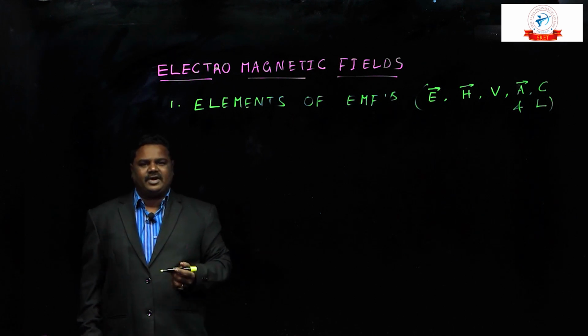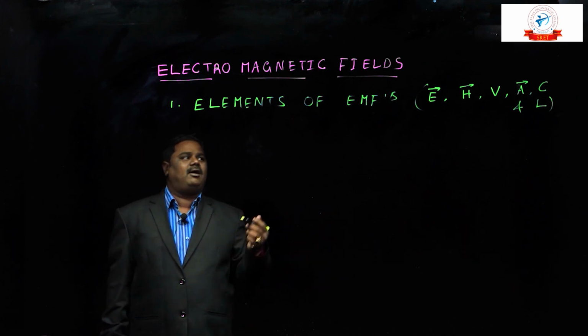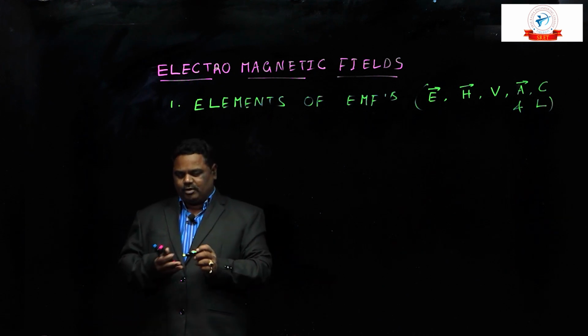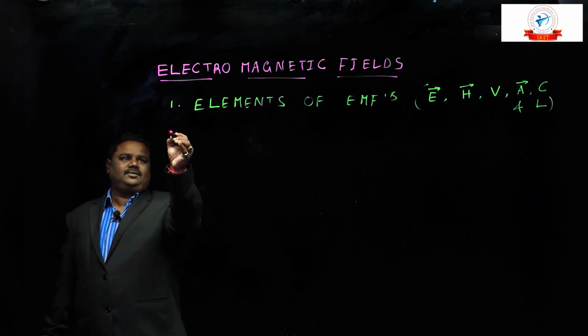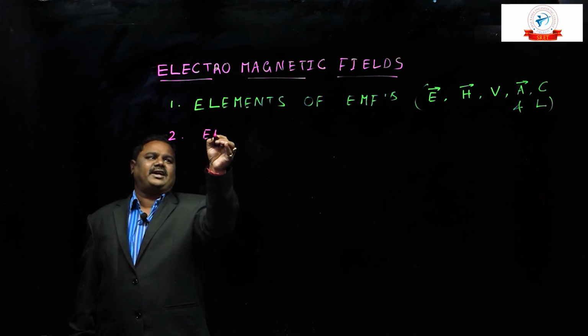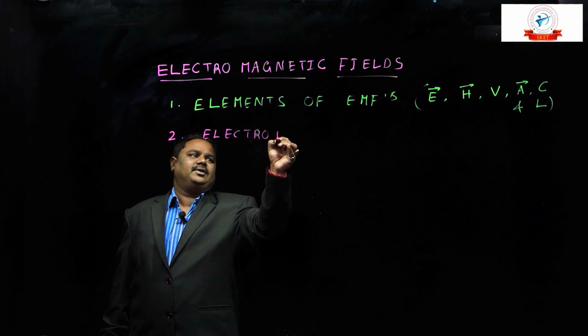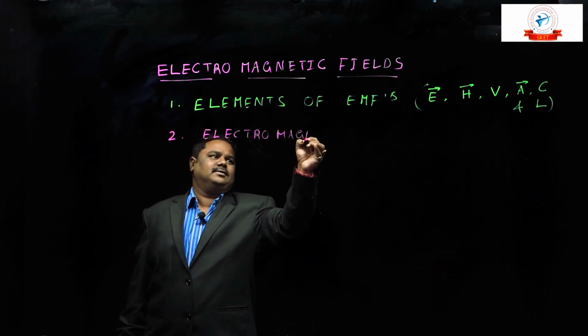Once you understand what electric fields and magnetic fields are and how to calculate all these parameters, then we go for the second chapter. The second chapter is electromagnetic waves.